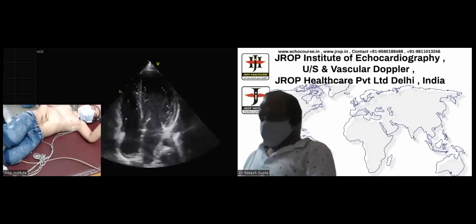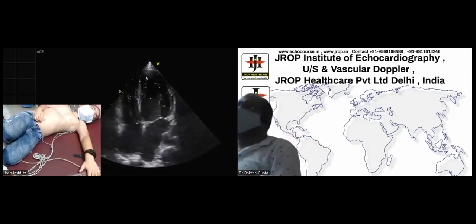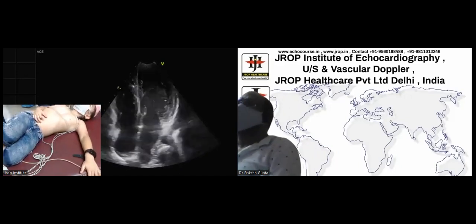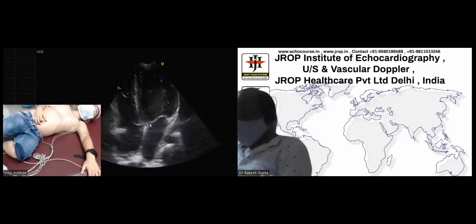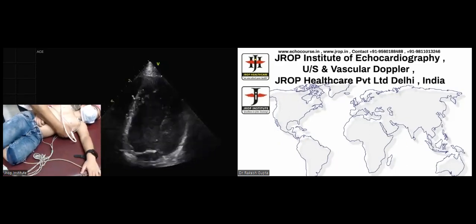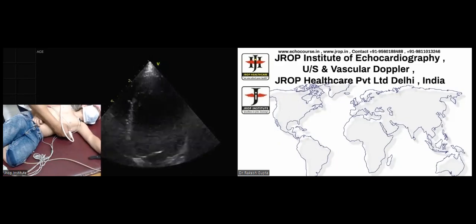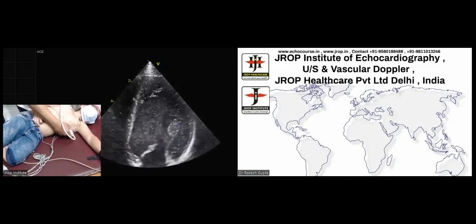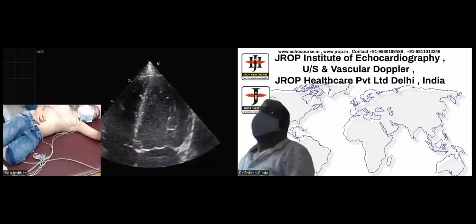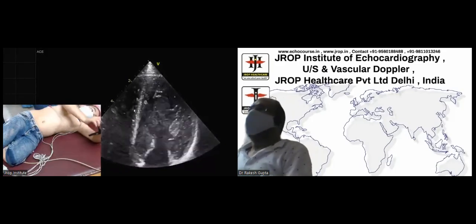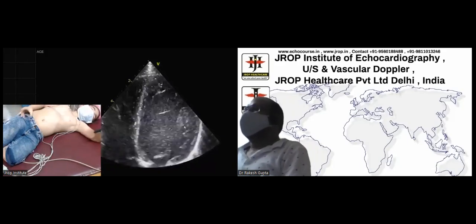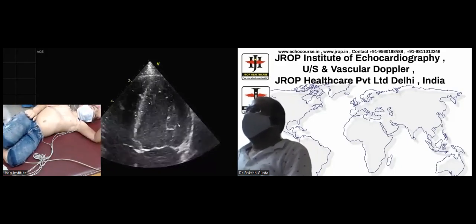LV and RV. LV is a clean shaven structure. Let me zoom it for you. Now I'll be concentrating on the apex, RV and LV. If you happen to see now over here, this is almost a clean shaven structure with evidence of papillary muscle in the lateral wall. All of us read this is septum, this is lateral wall.